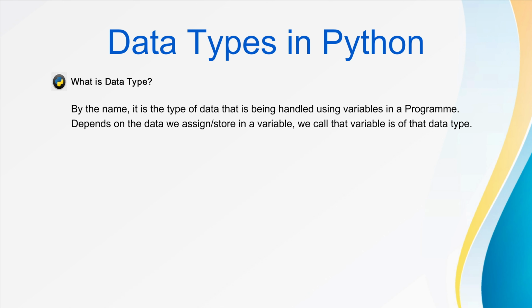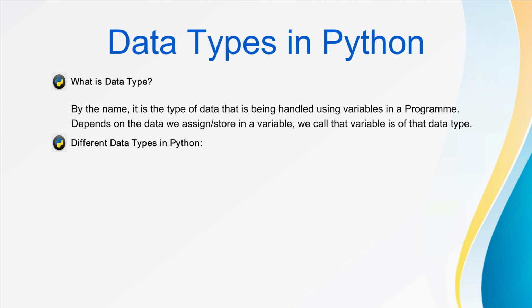In our previous session, we learned about the variable concept, right? And we learned about how we can create a variable and assign values to those variables, etc. If we relate the data type concept to a variable, then you will understand data types in Python well. By the name, it is the type of the data that is being assigned to a variable in a program. Depending on the data we assign or store in a variable, we call that particular variable of that particular data type. In simple words, it's about the type of data that is being stored in a variable.